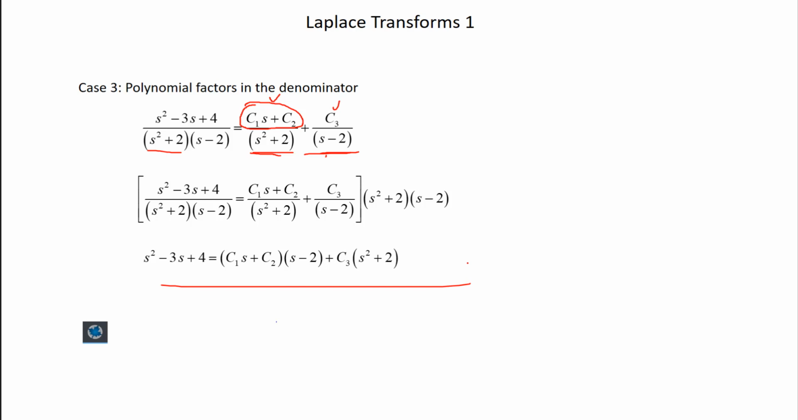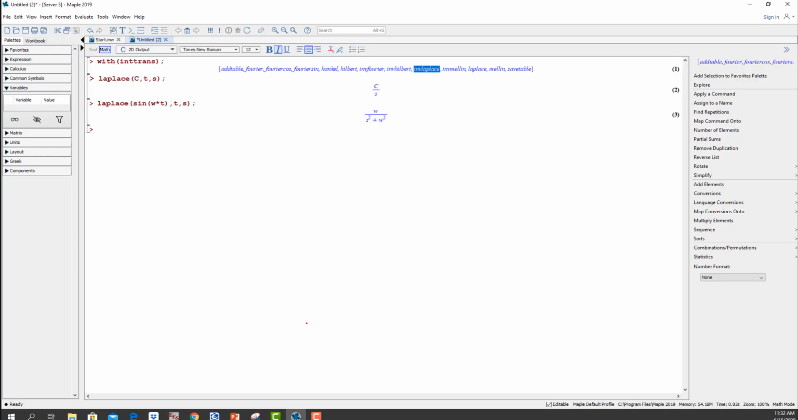And then at that point you can usually invert the Laplace transform almost by inspection. I did point out that there is an inverse Laplace transform function in Maple that works pretty well.